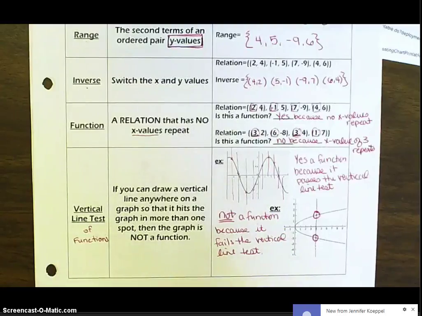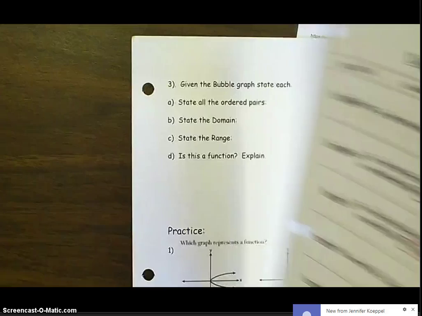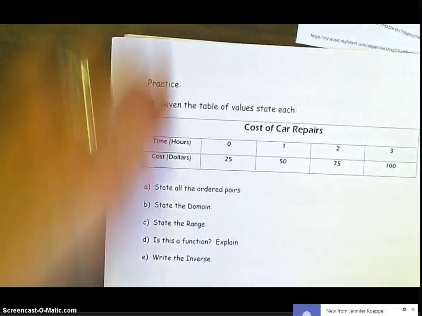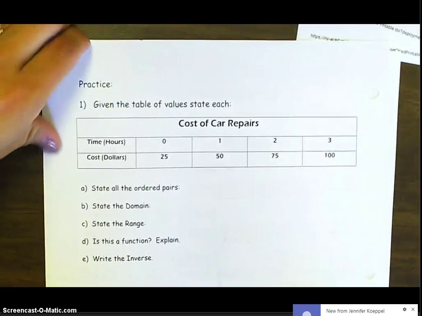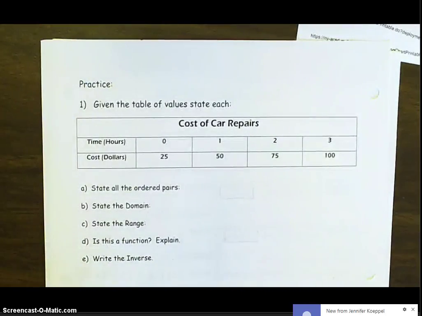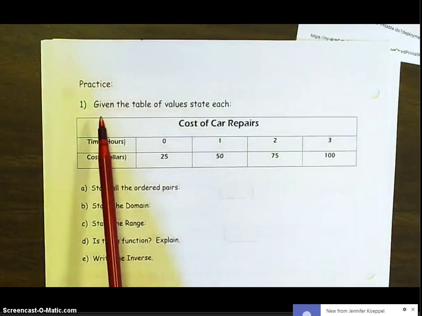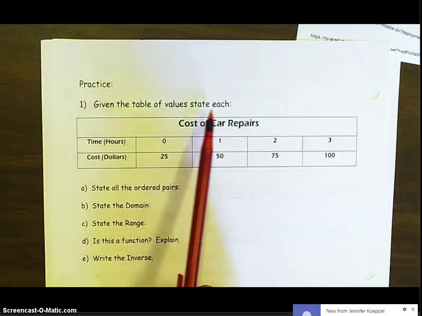Okay, these are all of our vocabulary words for today. So now that we have them, let's practice using them in some problems. So let's go ahead and flip over. Okay, so we're going to take a look at our first relation and we're going to answer some follow-up questions. So given the table of values, state each.